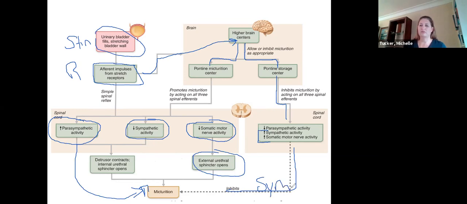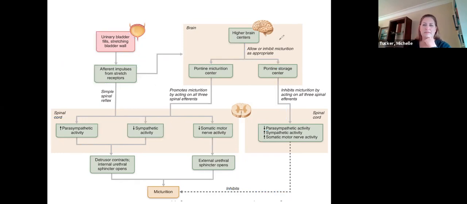So just the general results of activation of the sympathetic nervous system, general results of activation of the parasympathetic system, and then knowing that the autonomic nervous system controls the internal urethral sphincter, the voluntary motor system controls the external one. So more big pictures, not terribly in detail on this one, just like I said, big picture for this reflex.